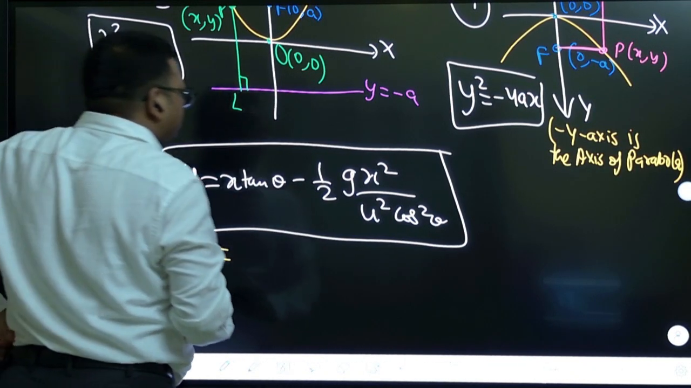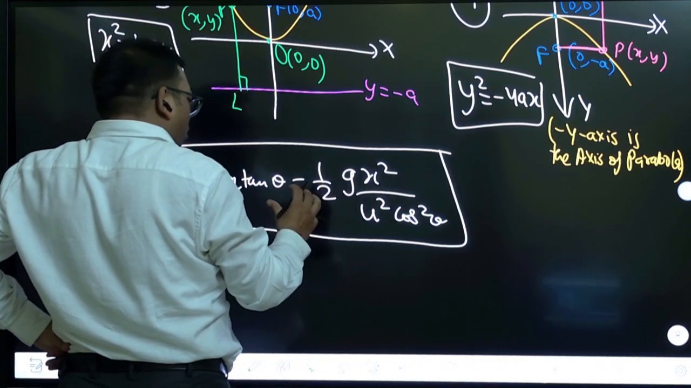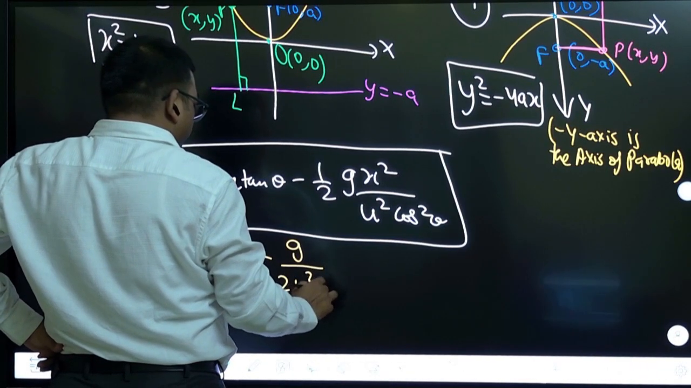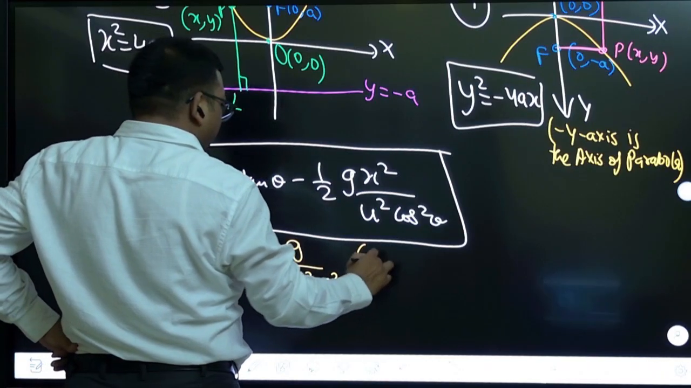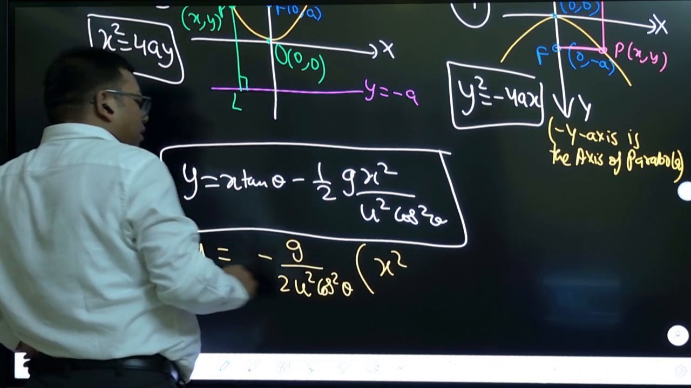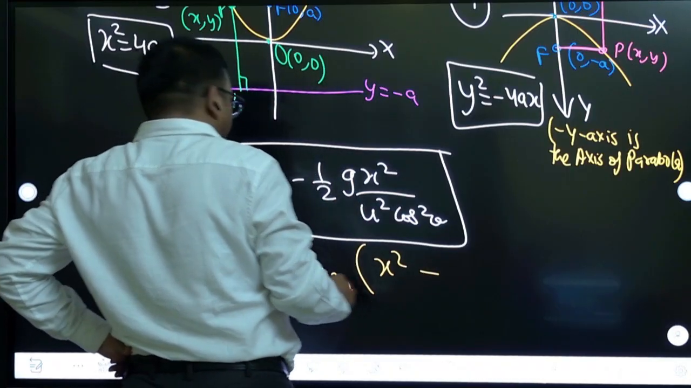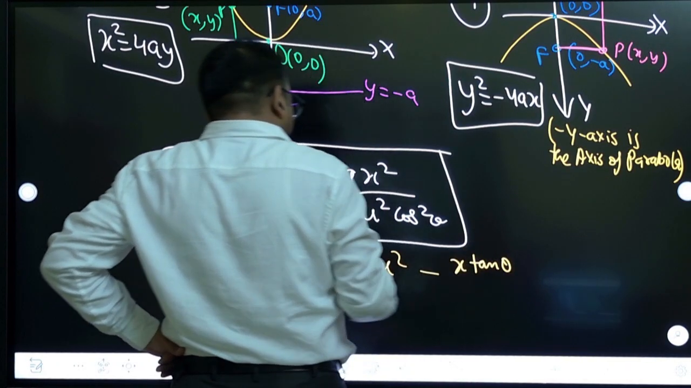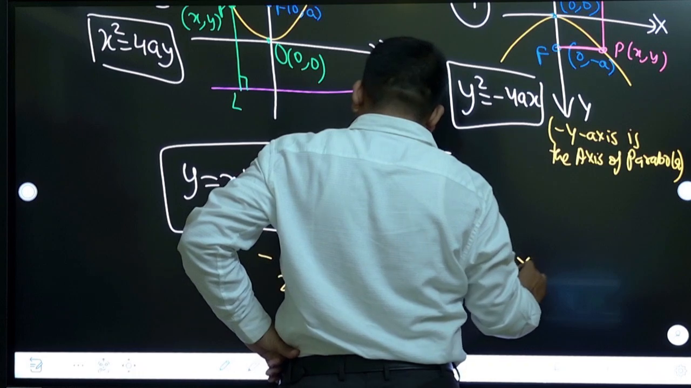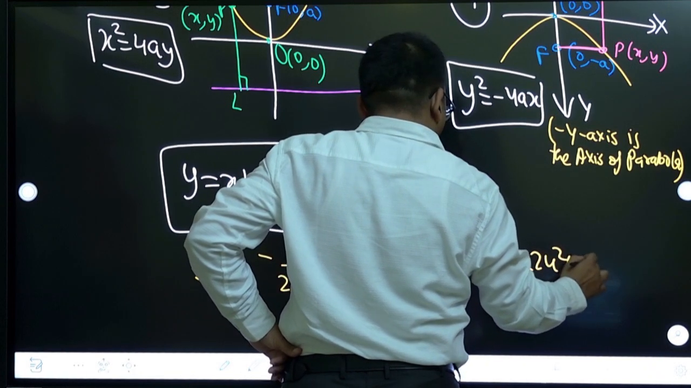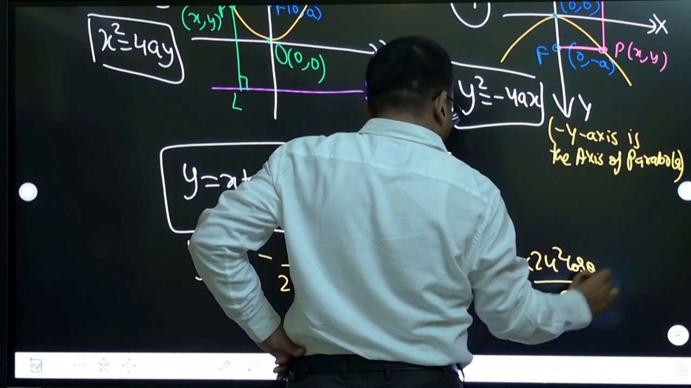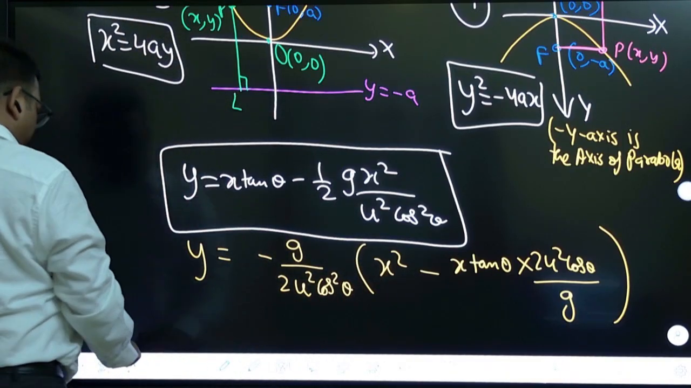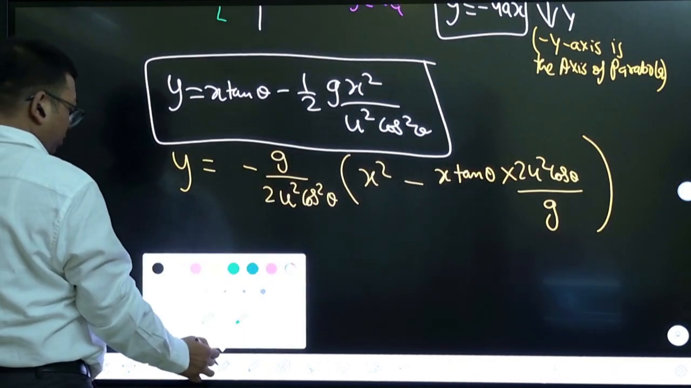Suppose I take this factor common, g by 2 u square cos square theta. So I will be left with x square here, and here minus will come, right? x tan theta is anyway there. Because I have taken this common, I have to multiply by 2u square cos theta by g. Correct? Right? You can see that it is in this form. So let us now try to bring this.